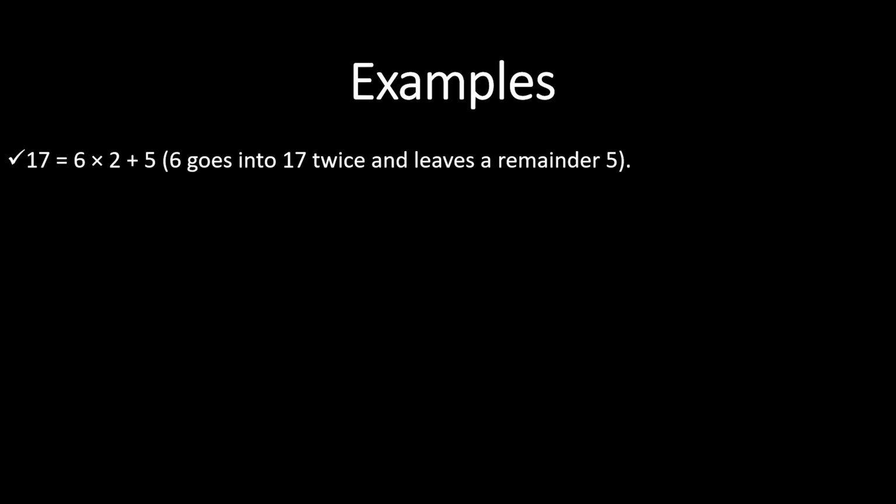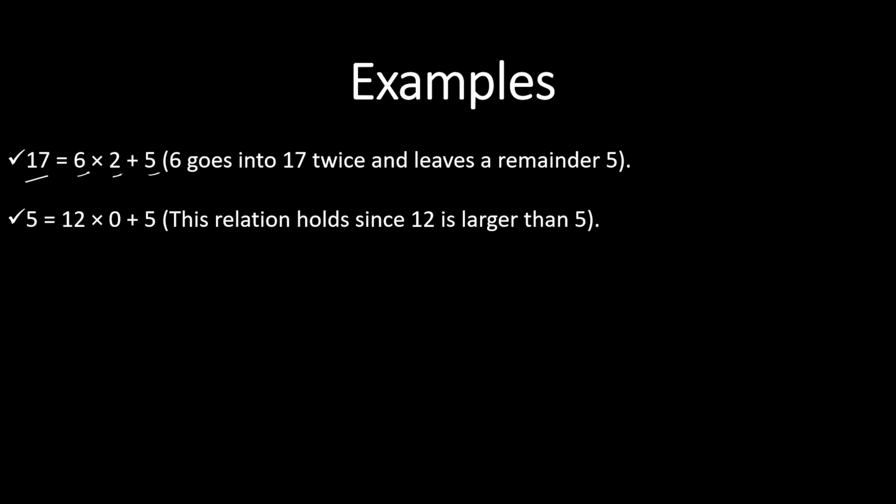Now we are going to go through all those three examples and write them in terms of Euclid's division lemma. First of all, 17 equals 6 into 2 plus 5. We can say 6 goes into 17 twice and leaves a remainder 5. In the second example, we discussed that 5 equals 12 into 0 plus 5. Observe that the quotient is 0, the reason being the dividend is less than the divisor.